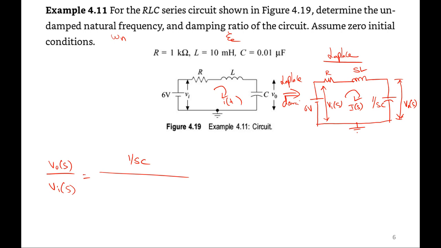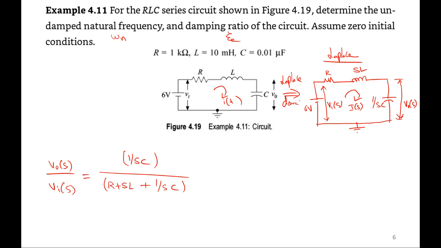Then what is Vi of S? R plus SL plus 1 by SC, right? Into I of S. I of S will get cancelled. So R plus SL plus 1 by SC. If I write I of S here and here, they will get cancelled.